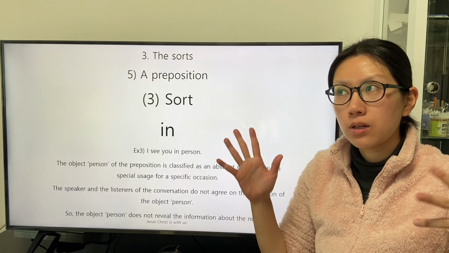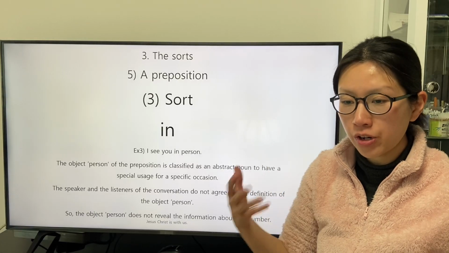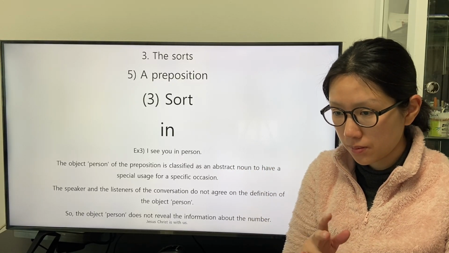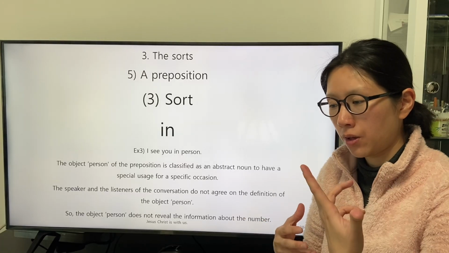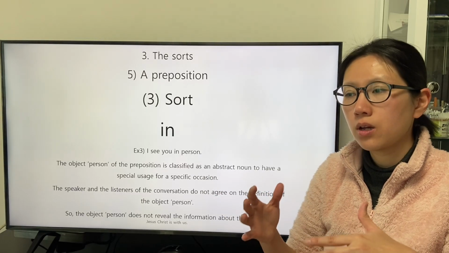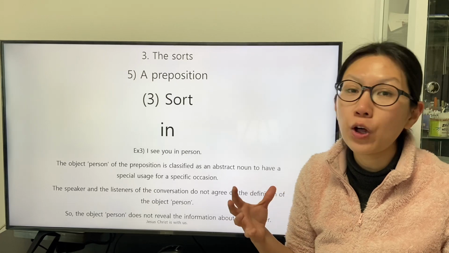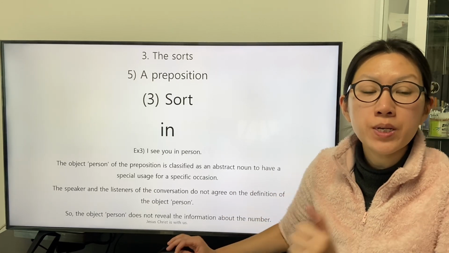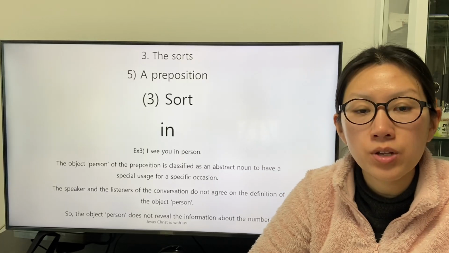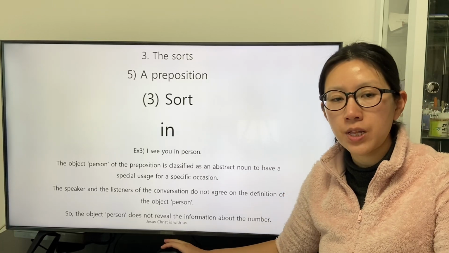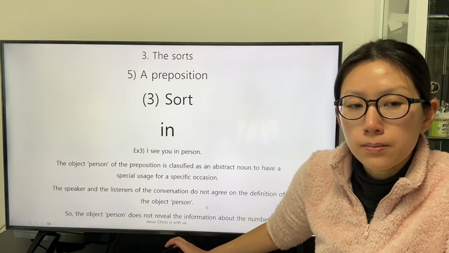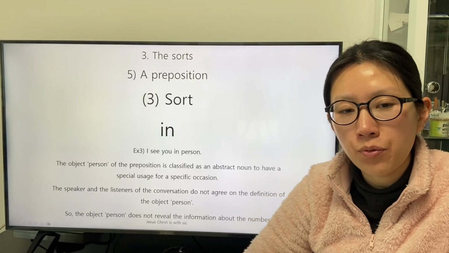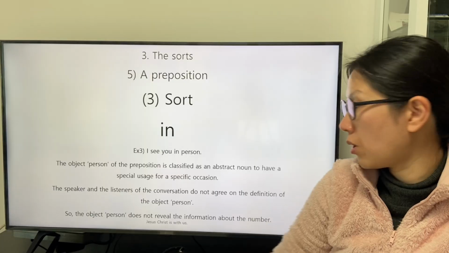I believe the eternal conversation in the love of the One is the way to live forever in the love of Jesus Christ. The speaker and the listeners of the conversation do not agree on the definition of the object person. So the object person does not reveal the information about the number.